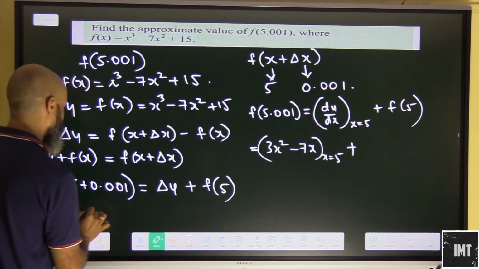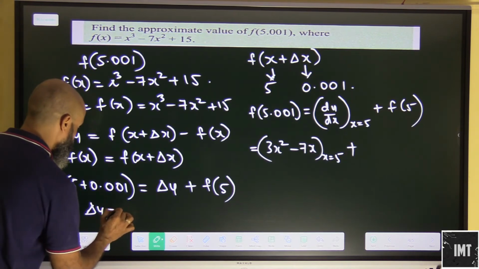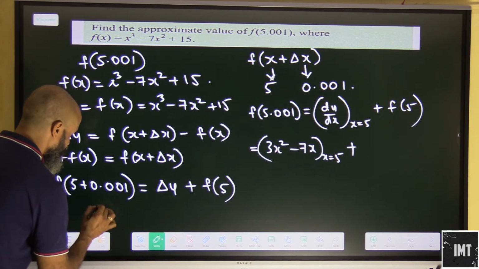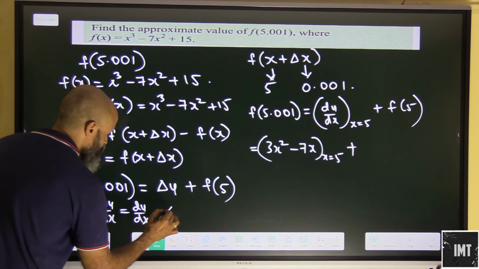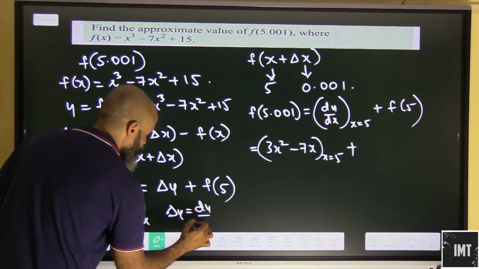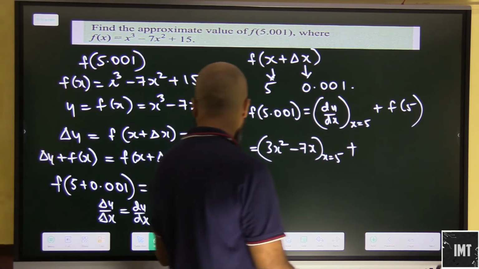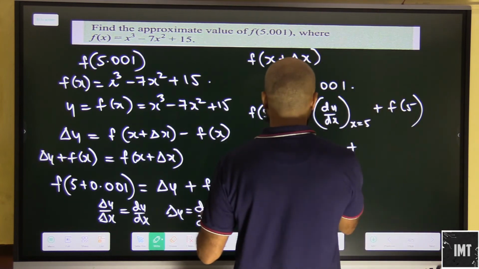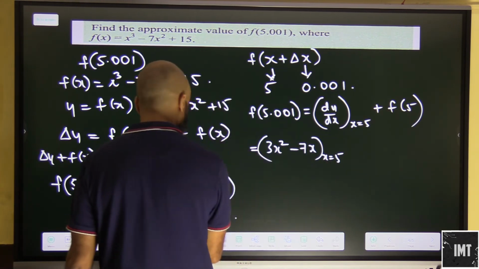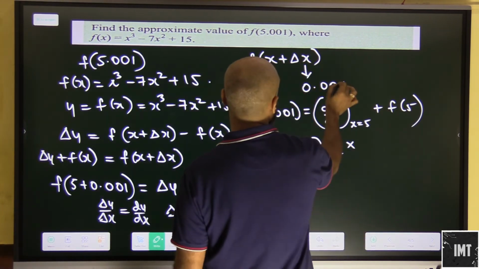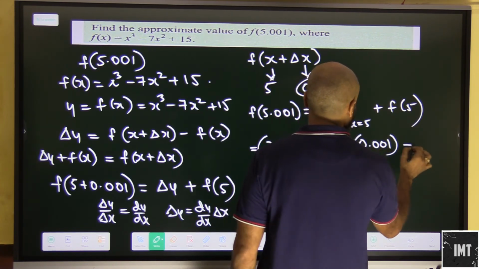So here delta y will be equal to, so here we have delta y by delta x as equal to dy by dx. So delta y will be equal to dy by dx into delta x. So this will be dy by dx into delta x, which is how much? Delta x in this case is 0.001. So this will be 0.001 plus f of 5.